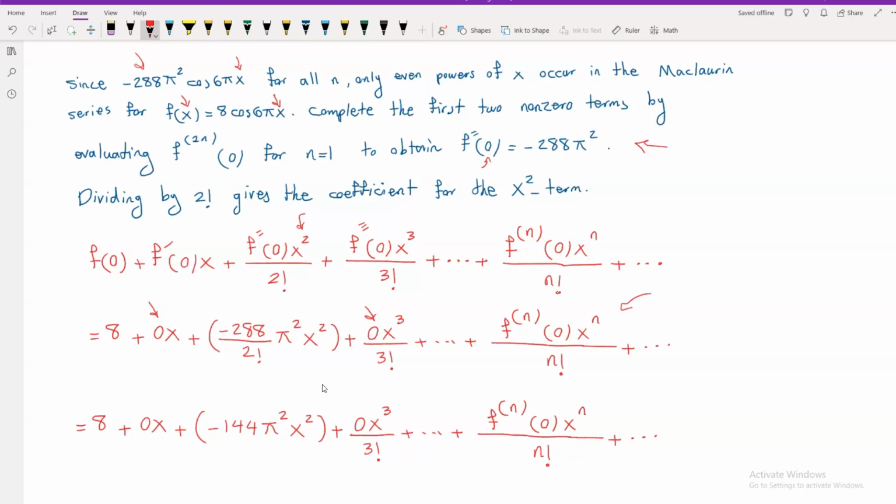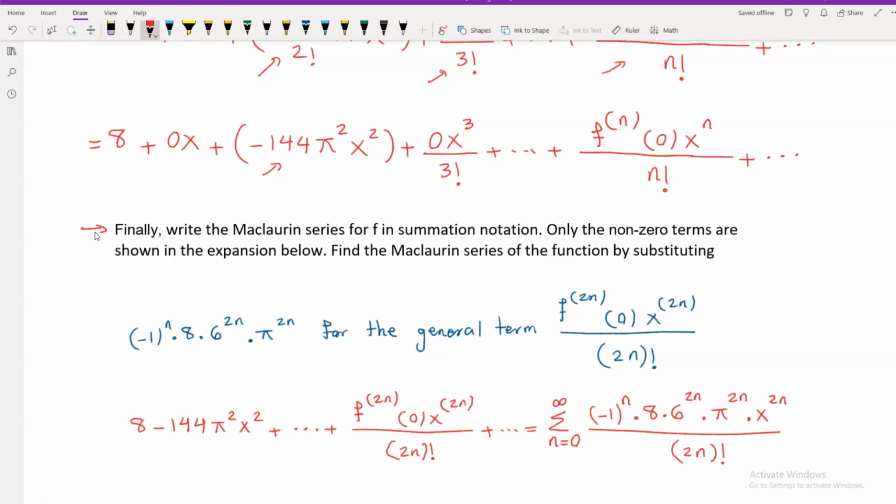And rewriting this part, now simplify. So this is equal to 8 plus 0 times x plus, so 2 factorial is 2. What we have here is -288 divided by 2, that is -144. So we have -144 times pi squared times x squared plus, so rewriting this part and rewriting this part. Finally, write the Maclaurin series for f in summation notation. Only the non-zero terms are shown in the expansion below.